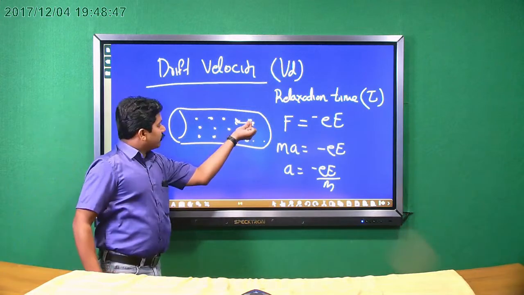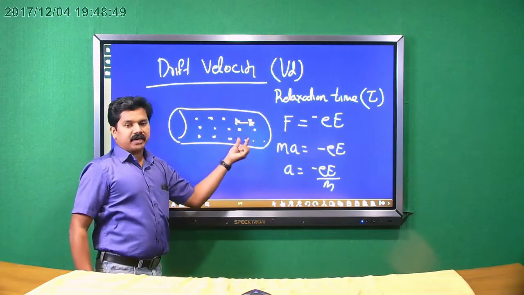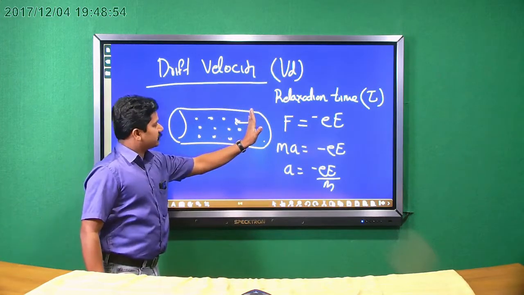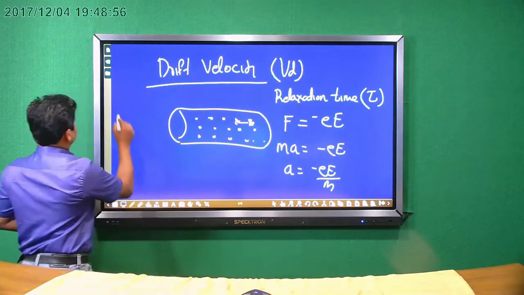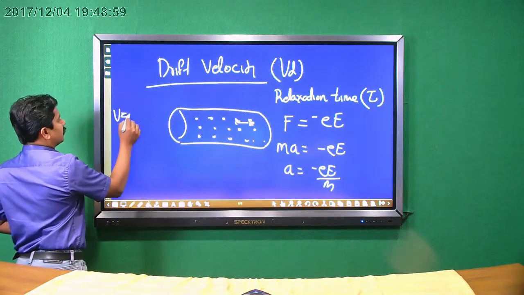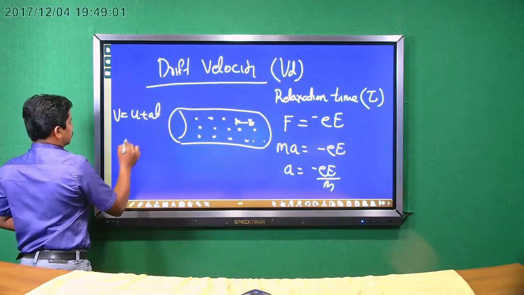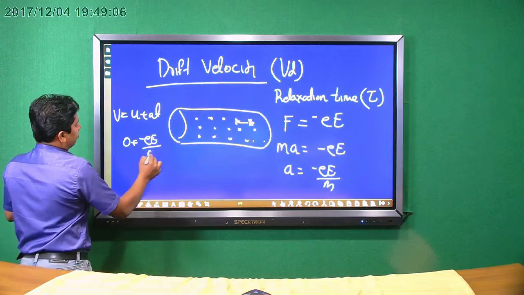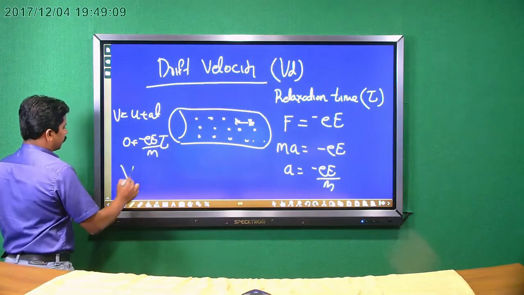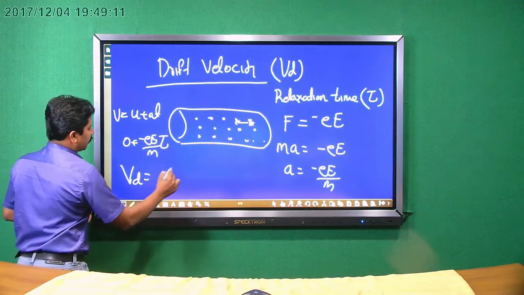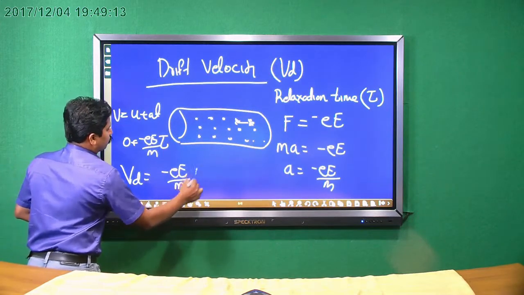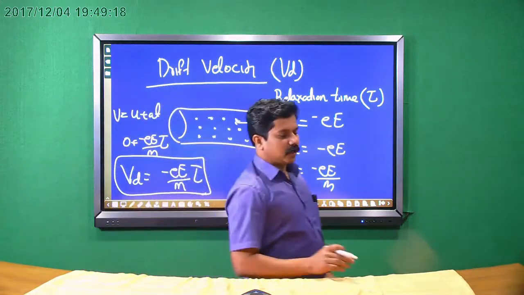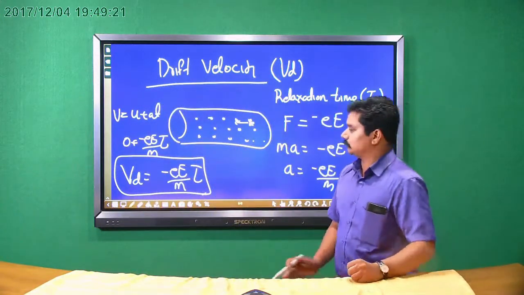Now the electron starts moving from this point. When it reaches here, the time taken will be tau, the relaxation time. Assume that electrons start with zero velocity. The final velocity of the electron, we can use the equation v equal to u plus at. That is 0 plus a, the acceleration, minus eE by m, and the time is tau. So the expression for drift velocity is vd equal to minus eE by m into tau.